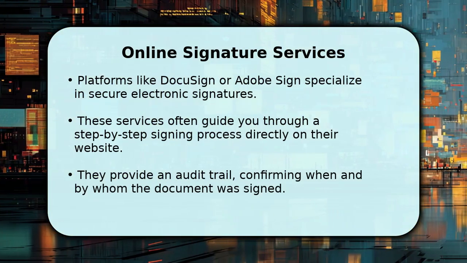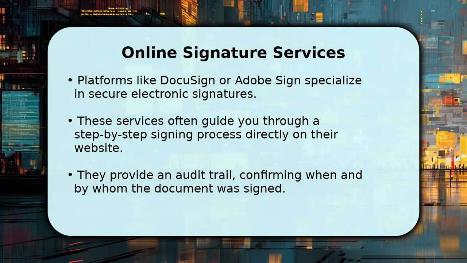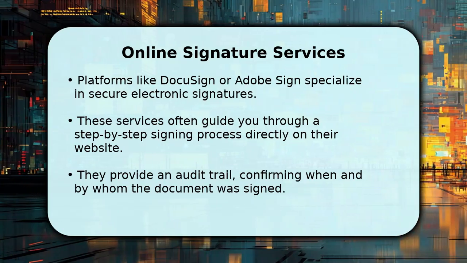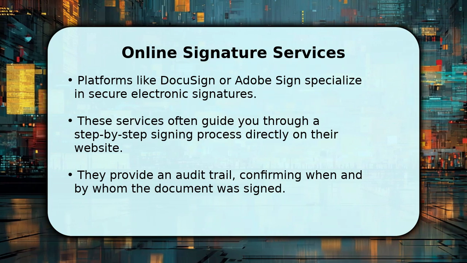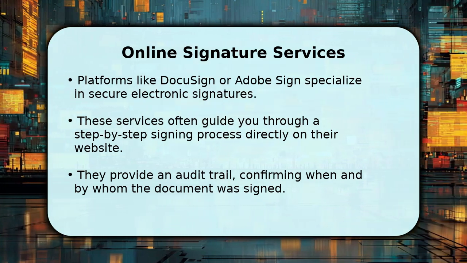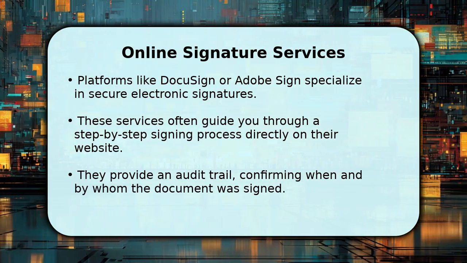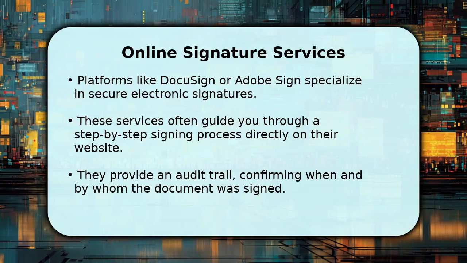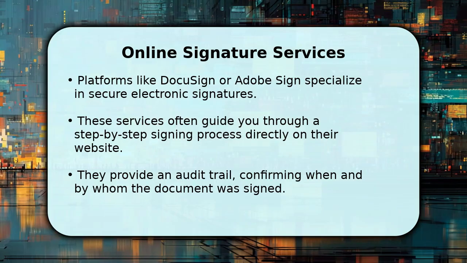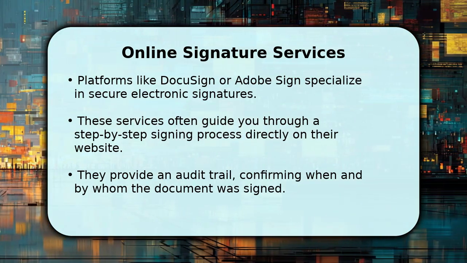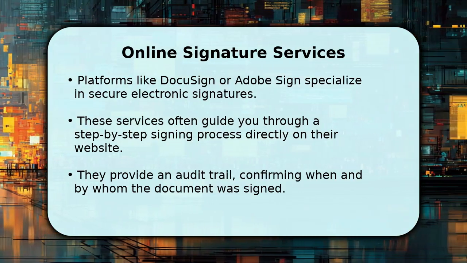For documents requiring higher security or legal compliance, online signature services are invaluable. Platforms such as Adobe Acrobat Sign or DocuSign offer robust features, including encryption and identity verification. You typically upload your document to their secure website, where you can then add your signature using various tools, including drawing it or uploading a pre-saved image. These services often provide a certificate of completion, which is a vital record for important agreements. They simplify complex signing workflows considerably.